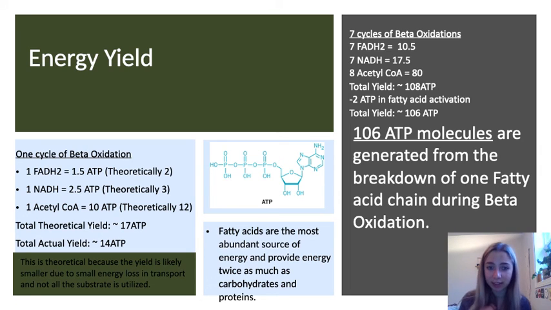So this is a lot of ATP, and actually fatty acids are the most abundant source of energy and provide twice as much energy as carbohydrates and protein. But as you can see, it's a large process for our body. Our body actually prefers carbohydrates and proteins for energy over fats, but this is what happens after all the carbohydrates are broken down and all the proteins are broken down.